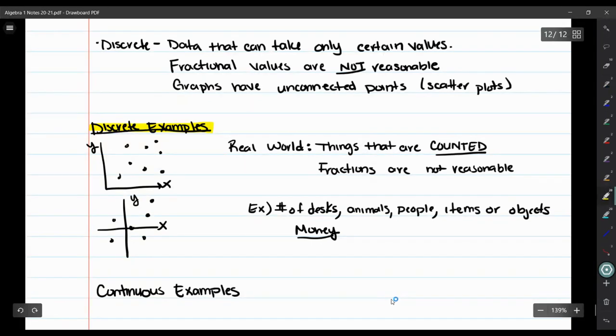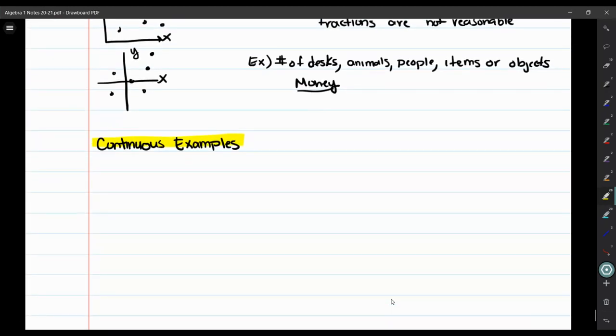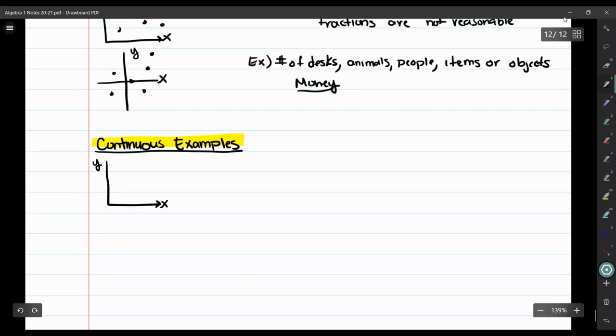So for some continuous examples, let's look at some graphs first. With discrete, they were all unconnected points. With continuous, they are a smooth curve. So this is an example of a continuous graph. You can draw the whole thing without ever having to pick up your pencil.